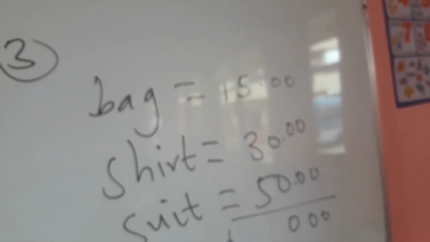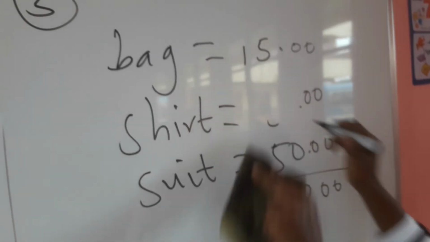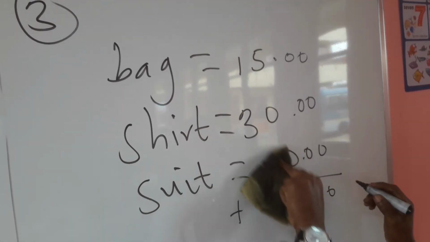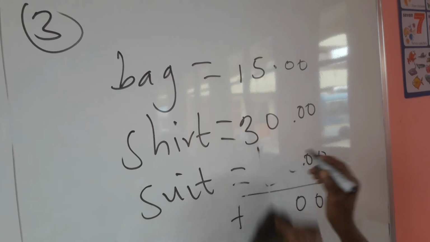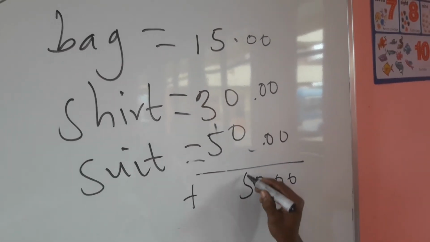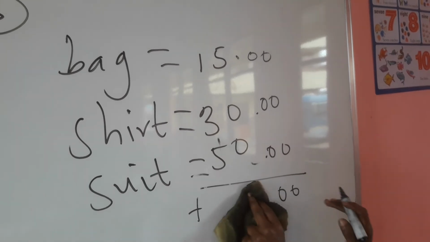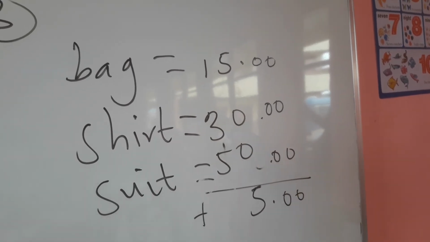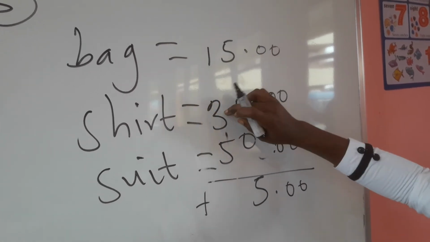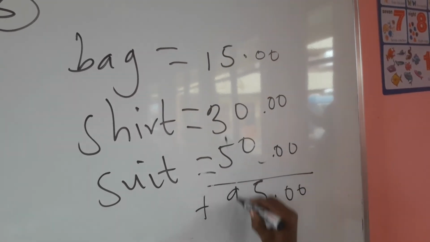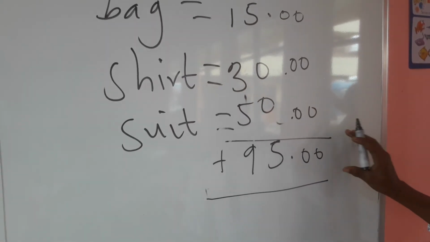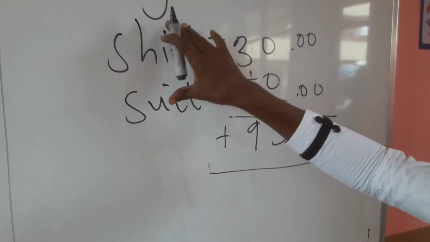15. So, sorry. I have my 30 here and I have my 50. Yes. This one will be correct. So I have 5 here. The point here, 5 plus 0 will give me 5. 1 plus 3 will give me 4, plus 5 will give me 9. So my answer is 95. That is the cost of all that she bought.